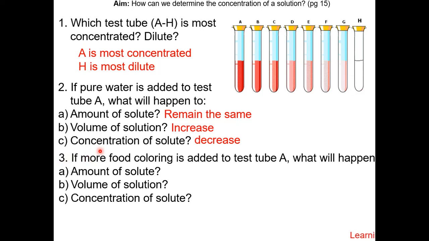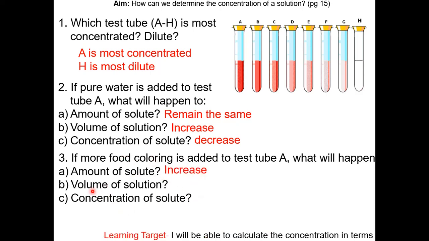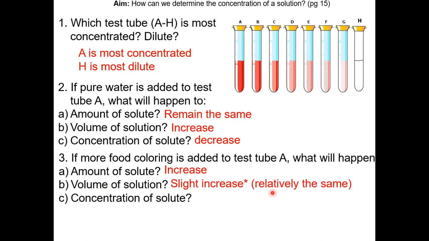Question 3. If more food coloring is added to test tube A, what will happen to the following? So the amount of solute will increase because you're adding more food coloring. The volume of solution might slightly increase but remain relatively the same, so the concentration overall will increase.